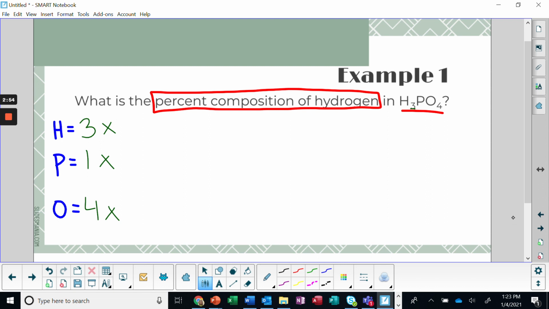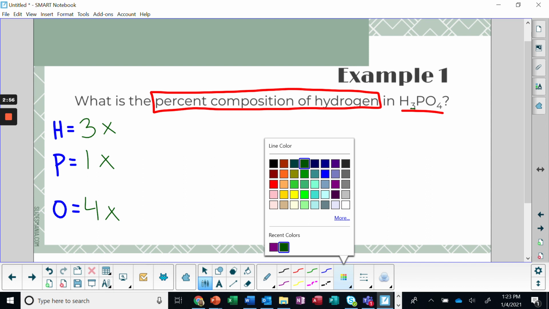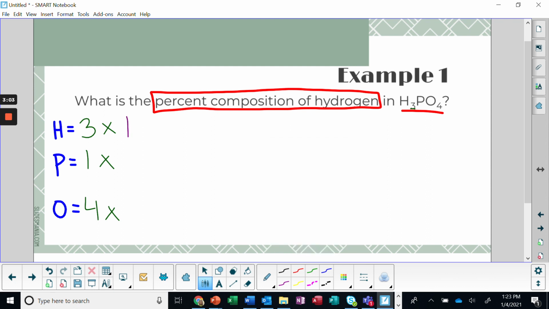Alright, so pick a different color. Let's go with that one. Alright, so the mass of hydrogen off the periodic table is 1.008. The mass of phosphorus off the periodic table, and the mass of oxygen off the periodic table. Okay. So now we have all of our masses.